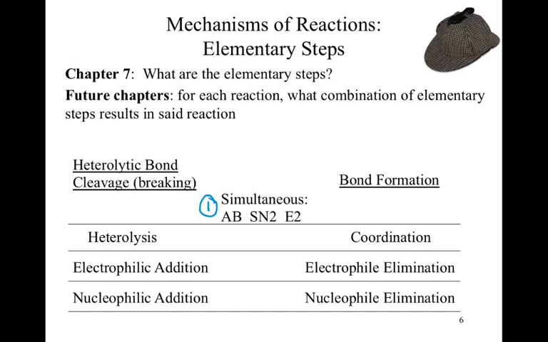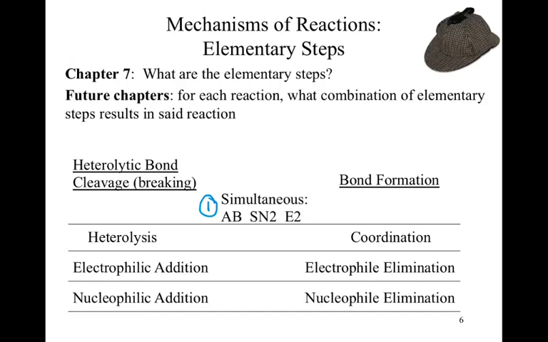We can look at an acid-base reaction, we can look at what's known as an SN2, which we'll get into the details of, and an E2. So if your bond breaking and forming happens at once, simultaneous, we've got that type of mechanistic step. Everything's happening together.